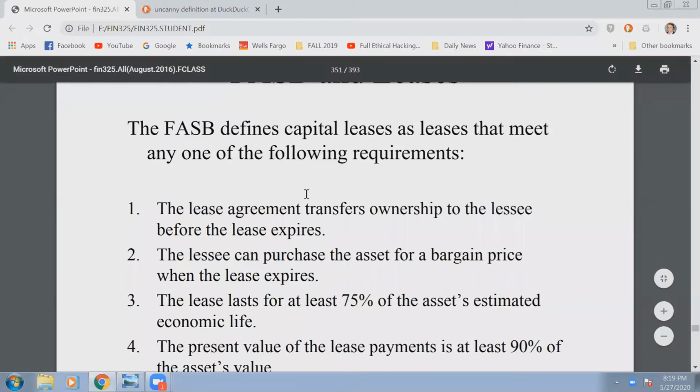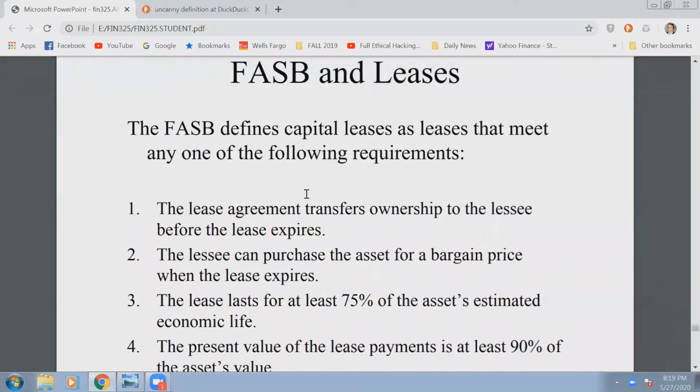All right, so today I'm going to be covering the other topic, which is financial leases, the financing lease. There are four core concepts that define any capital lease as a financing lease. So we will go over those to begin the video. The first is if the lease agreement transfers ownership to the lessee before the lease expires.